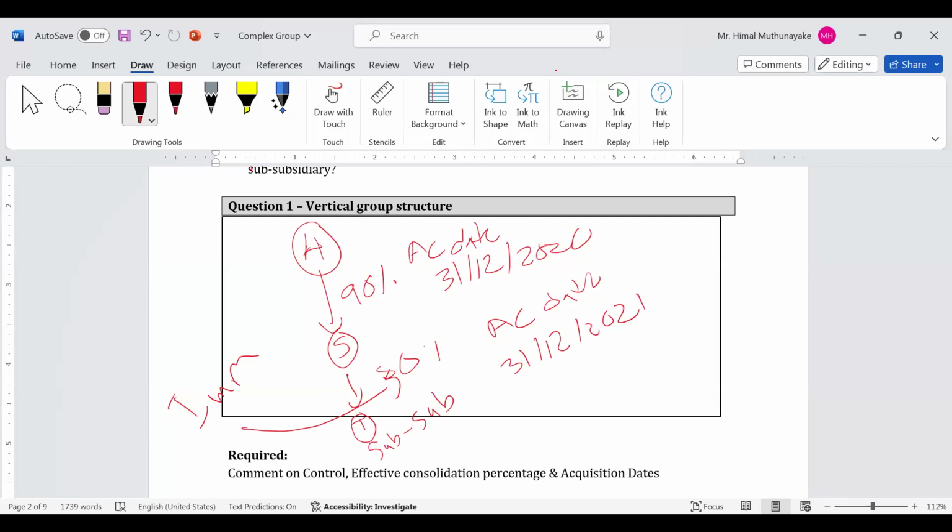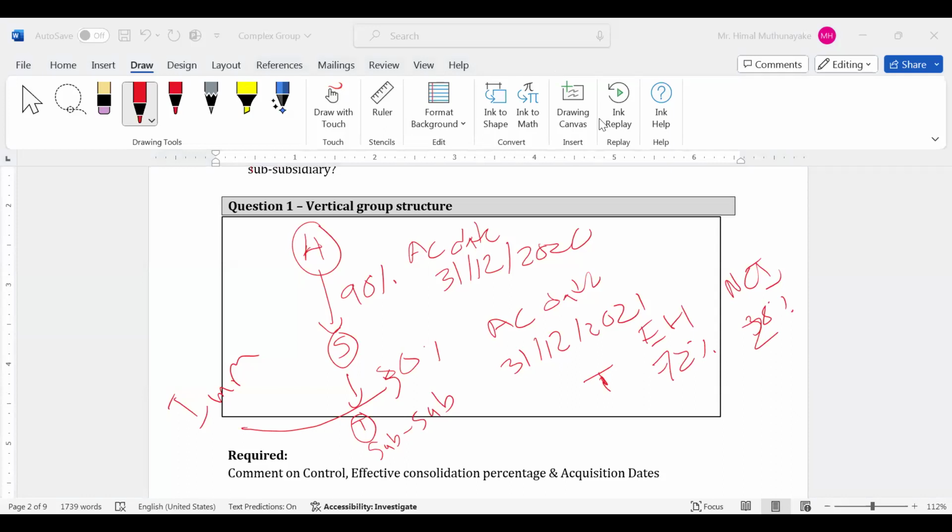So when it comes to T, the effective holding will be 90 multiplied by 80. How much? 90 multiplied by 80 is 72, I think, right? And the NCI, 38. Sorry, 28, right? And then the acquisition date.